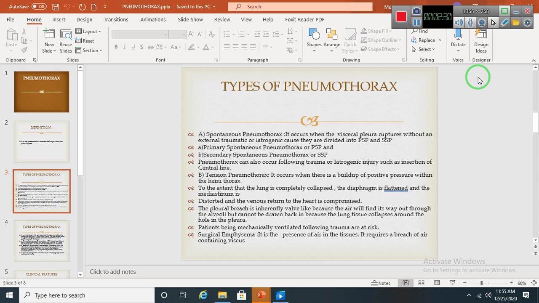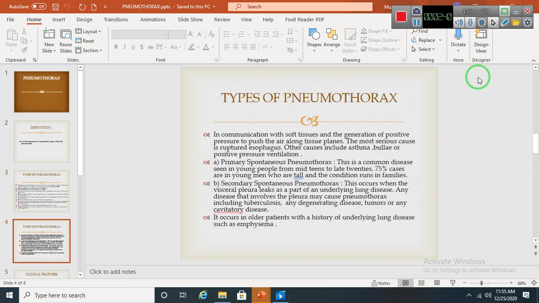Surgical emphysema is the presence of air in the tissues. It requires a breach of an air-containing viscus in communication with soft tissues, and the generation of positive pressure to push the air along tissue planes. The most serious cause is rupture of the esophagus. Other causes include asthma, bulla, or positive pressure ventilation.